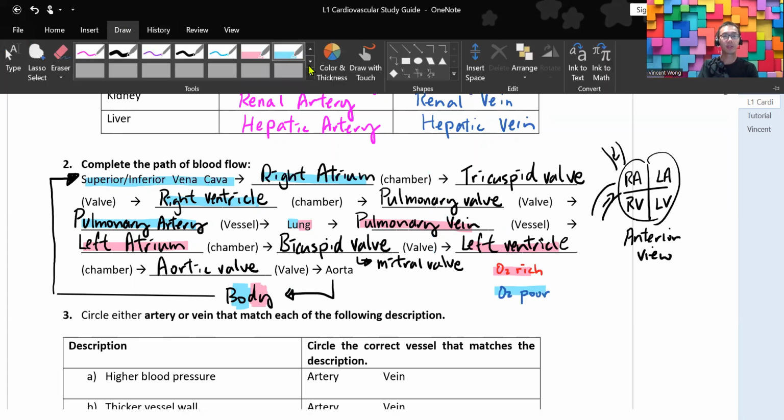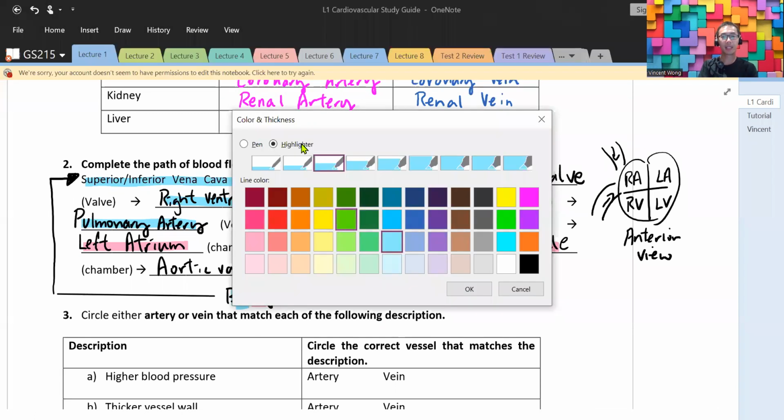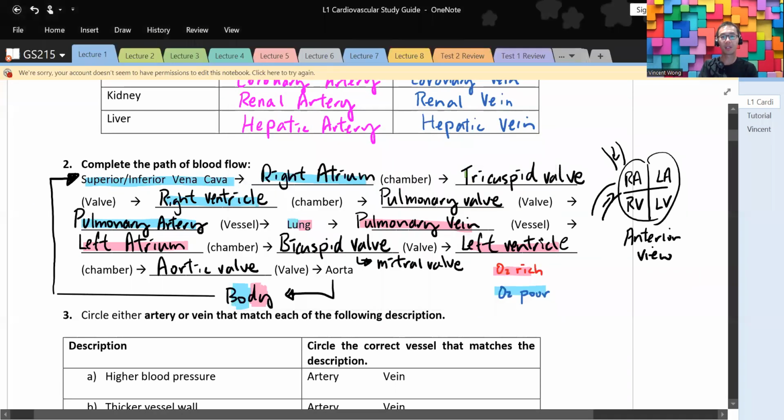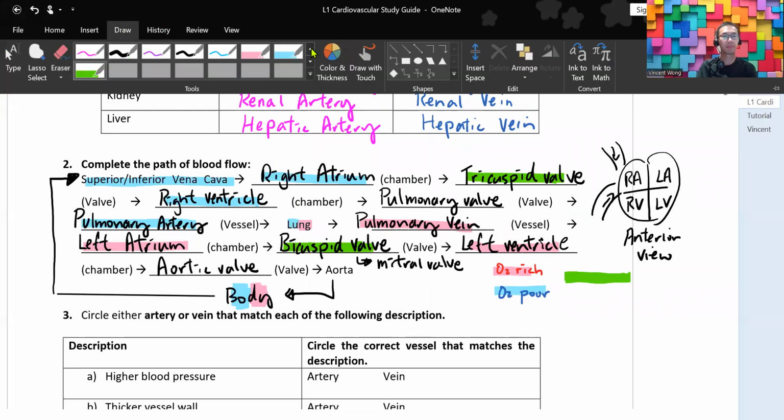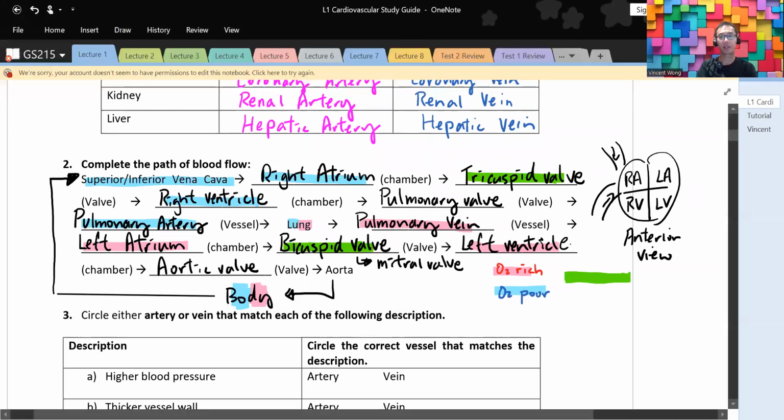Now, I'm going to use another set of colors for highlighting the valves. So the tricuspid valve and the bicuspid valve, they belong to the same group. Does anybody know what they are called collectively? The tricuspid and the bicuspid, what do we call them collectively? Atrioventricular valve. That's correct, thank you. So that would be the atrioventricular valve or the AV valves, okay?